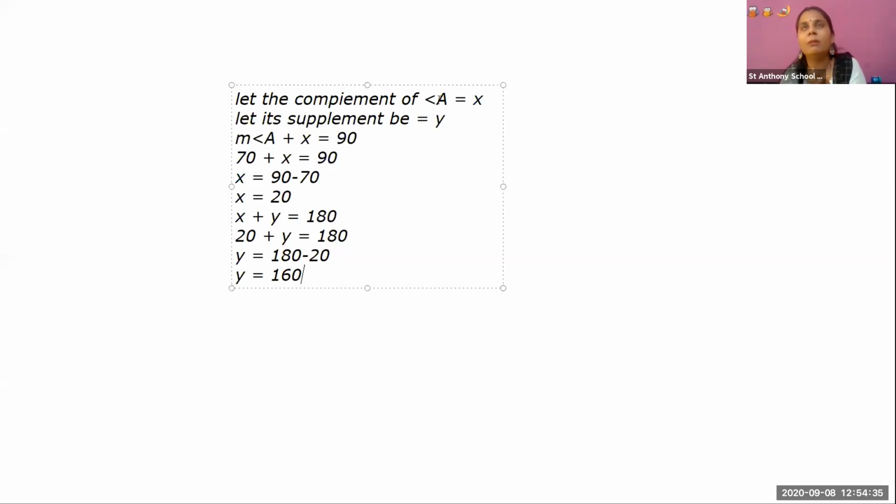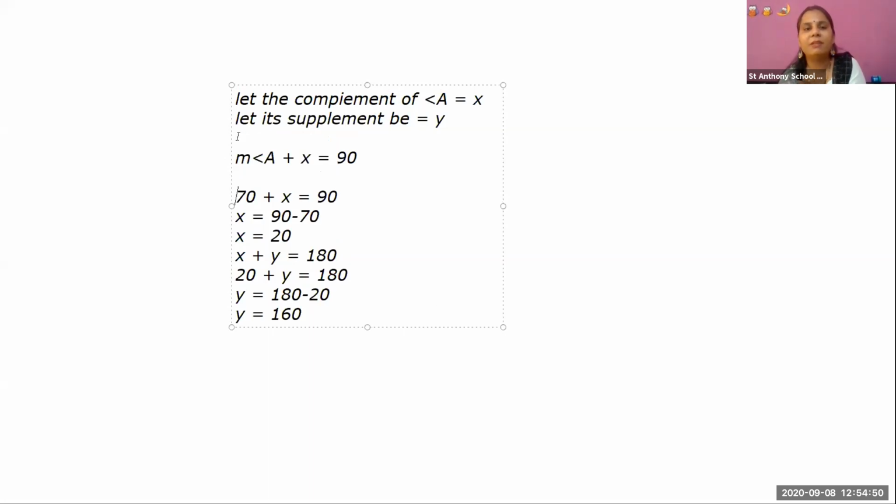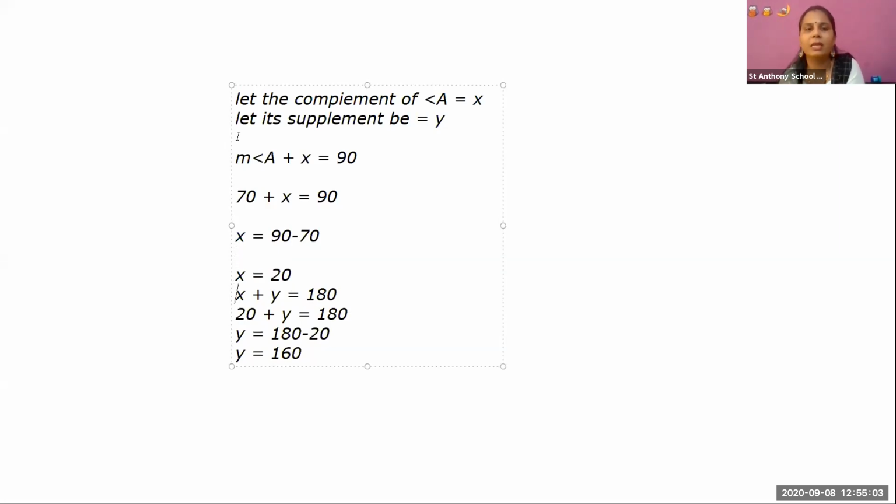Now let the complement of angle A be x and its supplement be y. First find the complement of angle A. Measure of angle A plus x is equal to 90 degrees. Angle A is given, that is 70. 70 plus x is equal to 90 degrees. We don't want this 70 with x, so we'll shift this 70 to the right hand side. So x is equal to 90 minus 70, which is 20. Now we have to find the value of y.